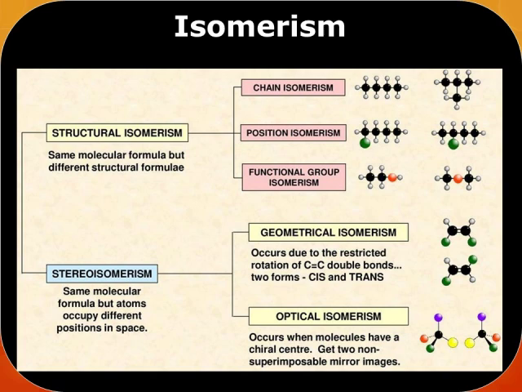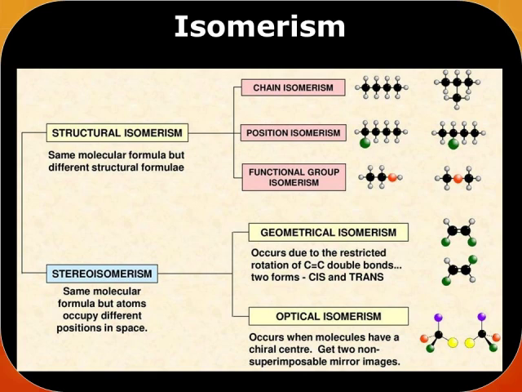Okay, the other series of isomerism is stereoisomerism. It is the same molecular formula but atoms occupy different positions in space. Already one branch of this we have learnt in Form 6, children. You remember geometrical isomerism, right? It occurs due to the restricted rotation of carbon-carbon double bonds, and it exists in two forms. Either we can call it cis-trans or E and Z isomerism.